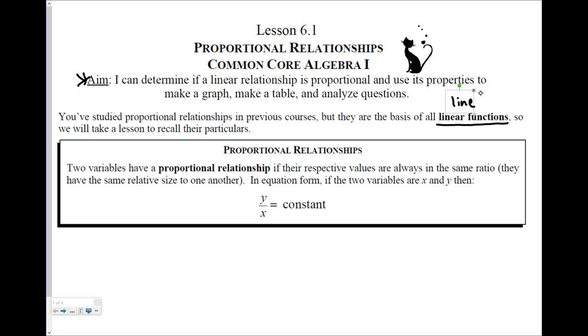So in this big box is the definition of proportion. Two variables have a proportional relationship if their respective values are always in the same ratio. They have the same size relative to the other. In equation form, if two variables are x and y, then y over x equals some number. Okay? I think the best way to show this is to use an example like usual. So let's take a look at exercise 1.